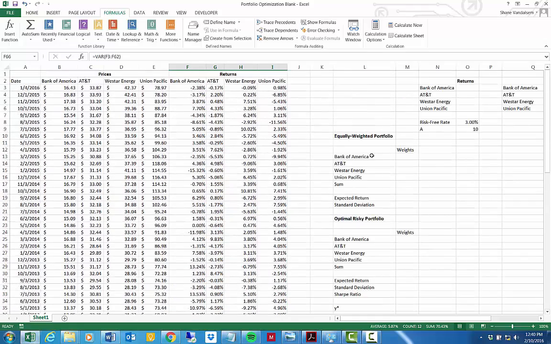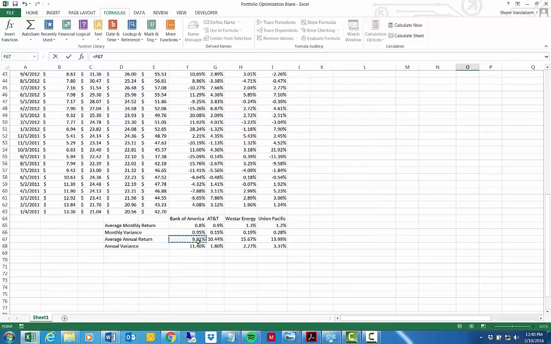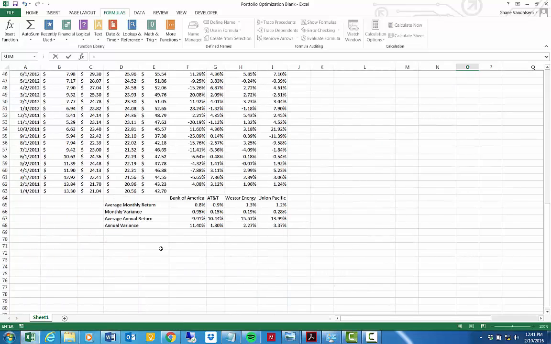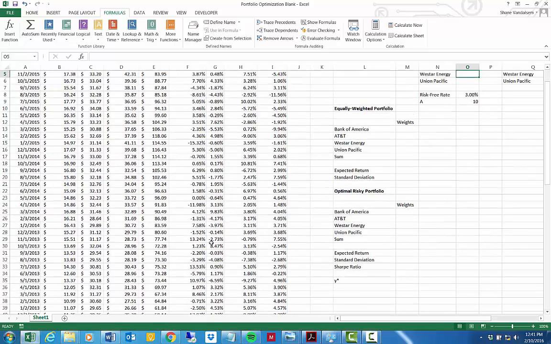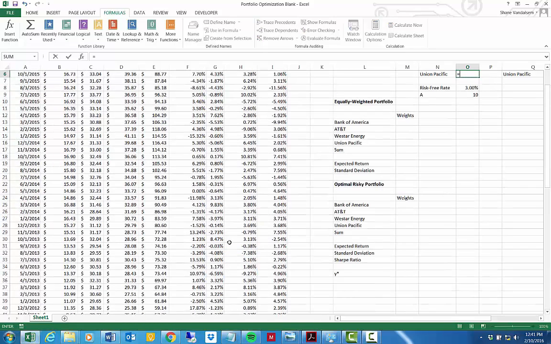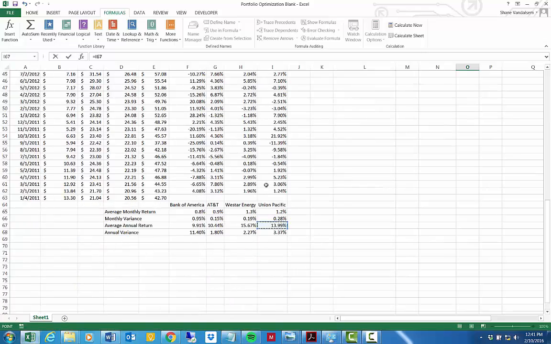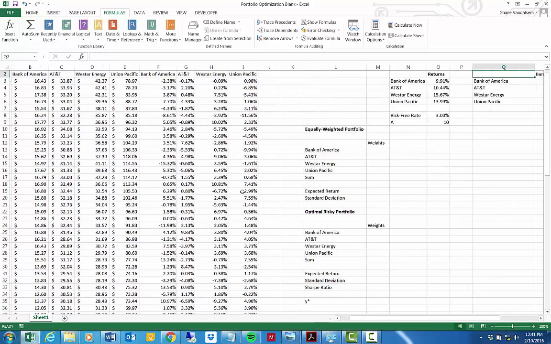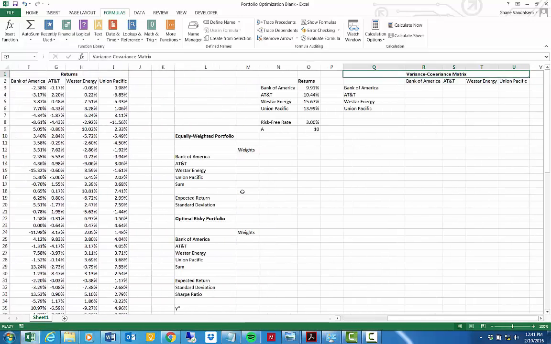So I'm going to go up here, and it says returns. I don't want to type in the returns here. I just want to set them equal to the annual return below. So Bank of America was 9.91. AT&T is equal to 10.44. Westar is equal to 15.67. Then Union Pacific is equal to 13.99. At this point, we're going to calculate the variance covariance matrix.